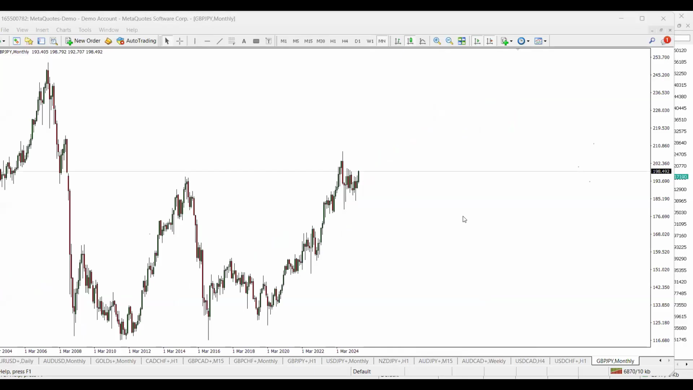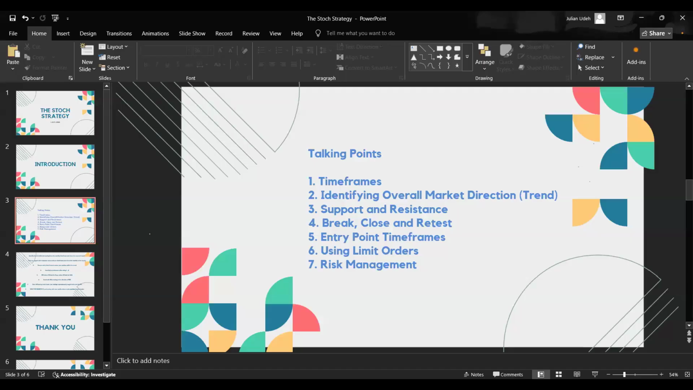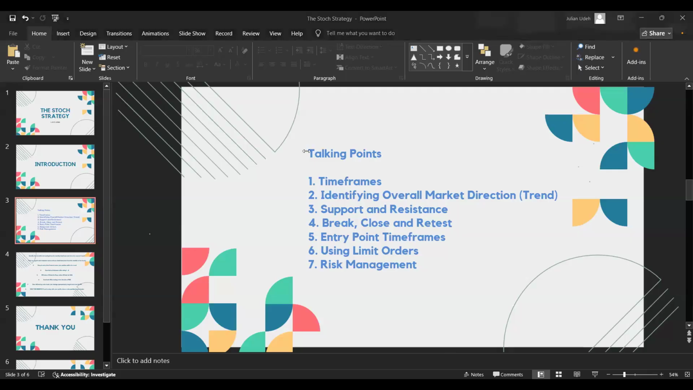What is the first step? Now, the first step to know whether you want to place a buy or a sell on GBP JPY is to identify the trend. You want to know what the trend is saying. That is here: identifying overall market direction. Where is the market going? Is the market in an uptrend or is it in a downtrend?